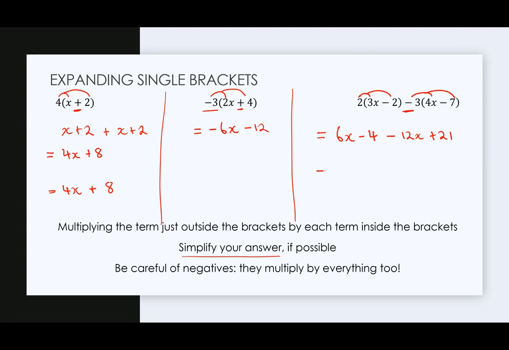In my second line, I'm going to simplify by gathering like terms. So we can see that will be minus 6x plus 17. So please remember to simplify your answer if you can.